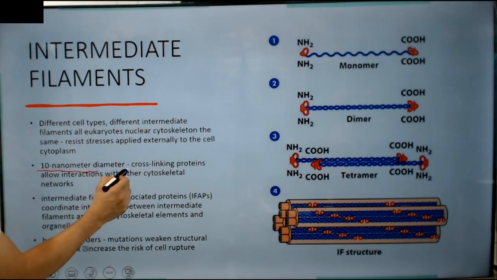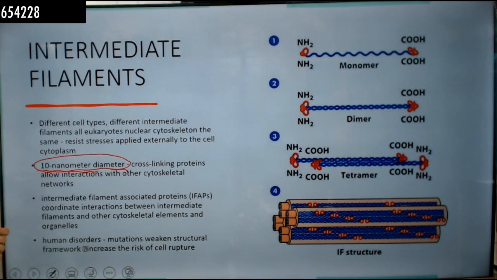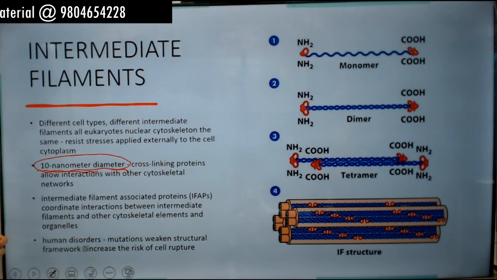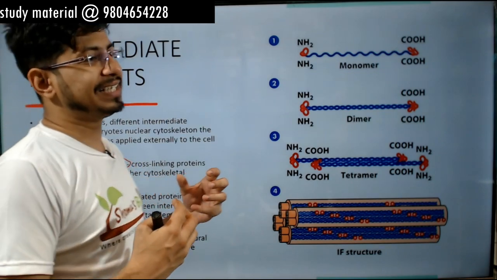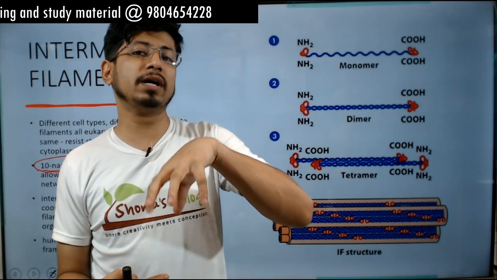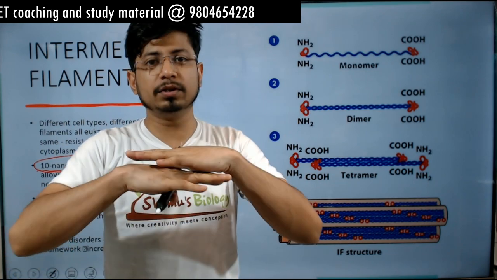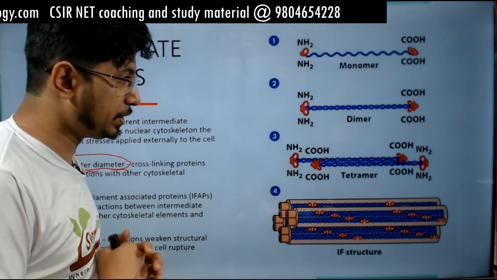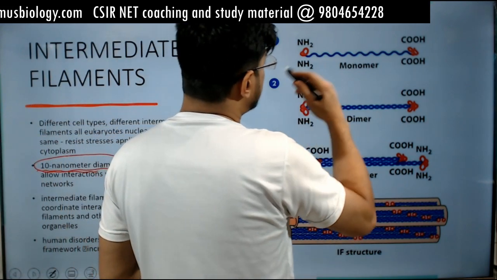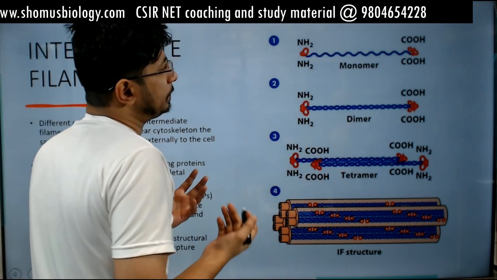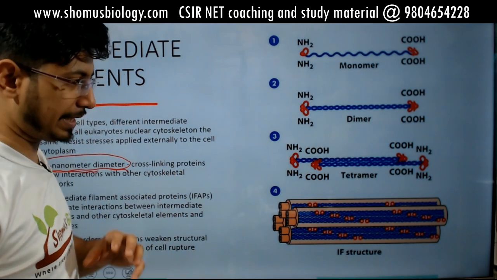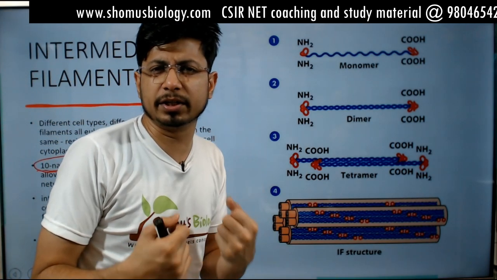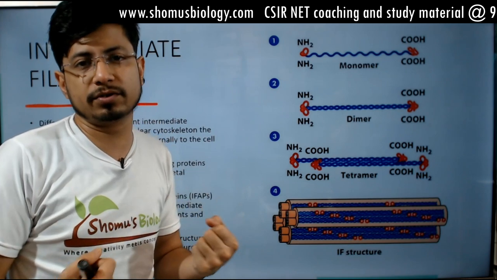It's a 10 nanometer diameter cytoskeleton element that cross-links proteins, allows interactions with other cytoskeleton networks, and provides tensile strength to the cell. It also allows the cell to anchor itself to the tissue basement or tissue cementing material, and that's the important feature here. You can see that intermediate filaments are made up basically of keratin family proteins, and keratin family proteins are really tough, really strong, and they have immense tensile strength.